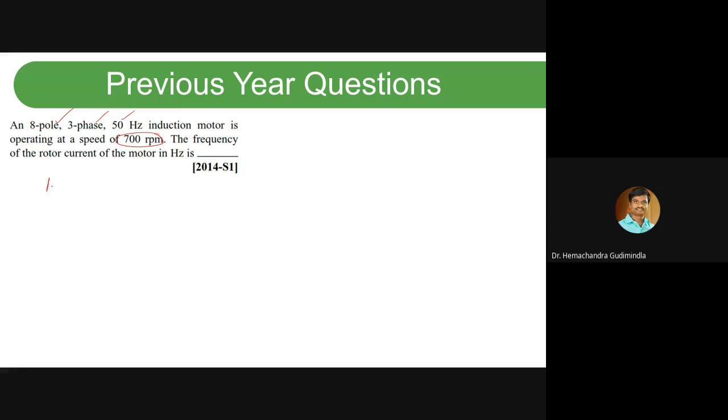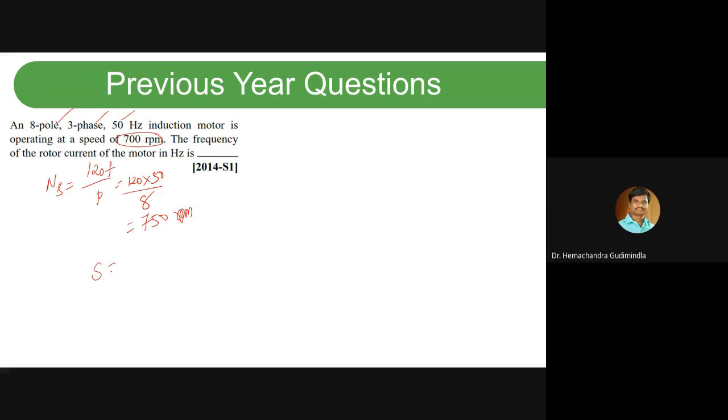Then we have to find the synchronous speed. What is the synchronous speed formula? Ns equals 120 f by P. So 120 into 50 divided by the number of poles, which is 8. How much will we get? 120 into 50 by 8. So we will get 750 as the synchronous speed, 750 rpm.